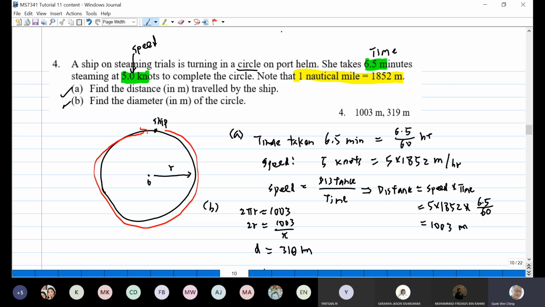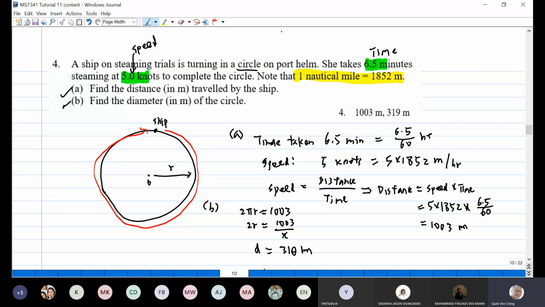So for question 4, I can find the time that the ship is spinning in a circle. So it goes one round in 6.5 minutes, and how fast it goes is 5 knots. So 6.5 minutes is actually 6.5 over 60 hours. 5 knots is 5 nautical miles per hour. Actually, it's 5 times 1852 meters per hour.